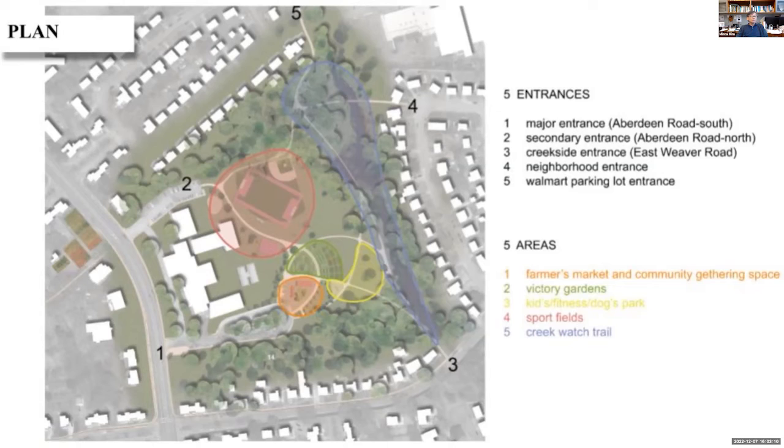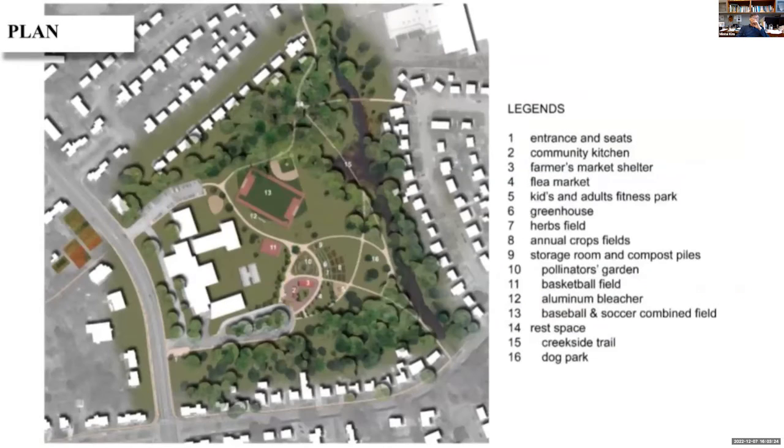There are 5 entrances. 2 major entrances connect to Aberdeen Road, and another 3 connect to neighborhoods and also the parking lot behind the Walmart. I'm just trying to create as much accessibility as possible to engage everyone in this community. This is the plan and legends, but please let me introduce you to the details with a 3D video.